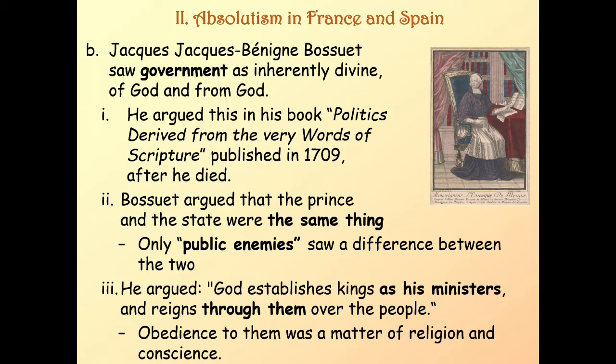Bossuet argued that the prince and the state were the same thing. Only public enemies saw a difference between the two. So if you see the prince as being in any way different from the state, you're a public enemy. Bossuet argued God establishes kings as his ministers and reigns through them over the people. So obedience to them was a matter of religion and conscience.